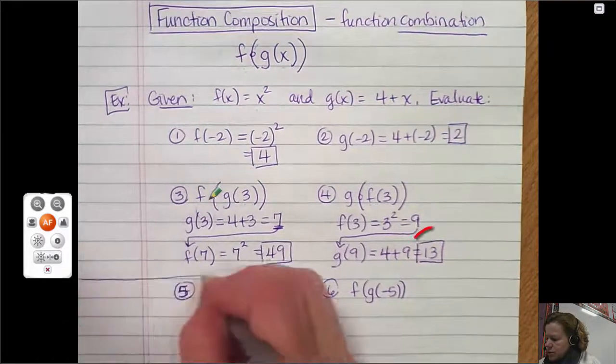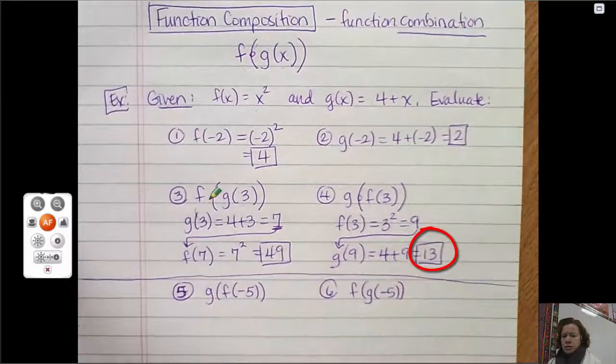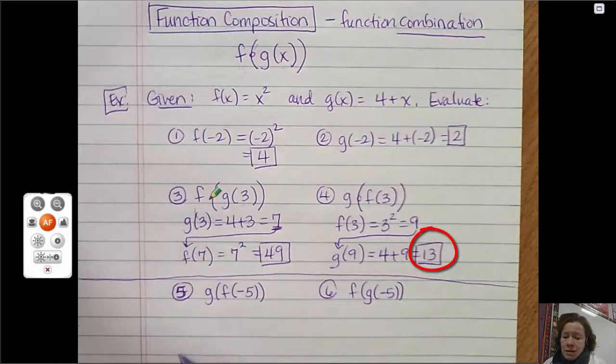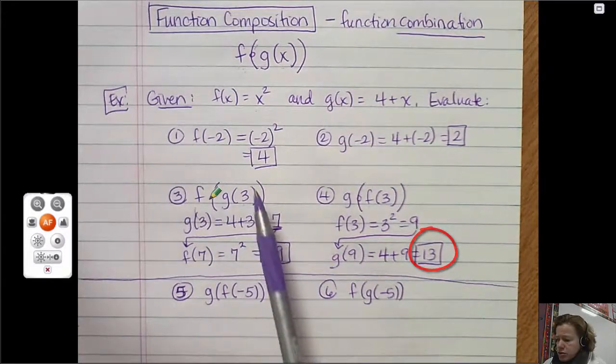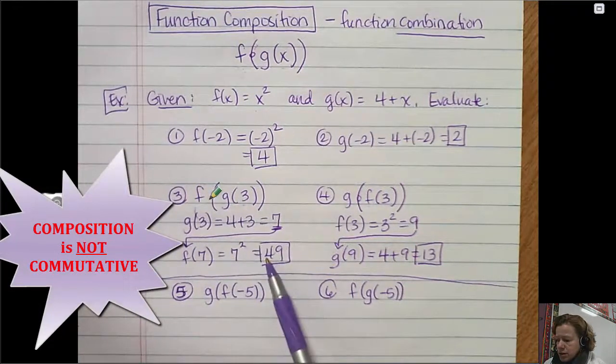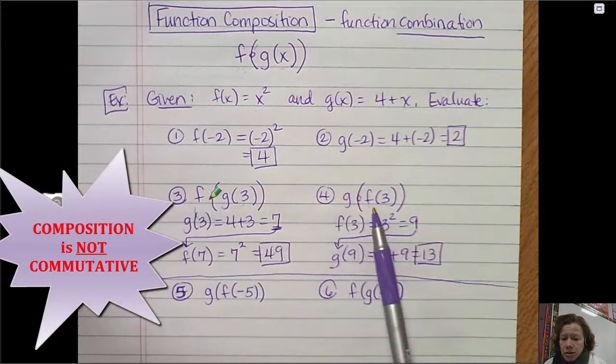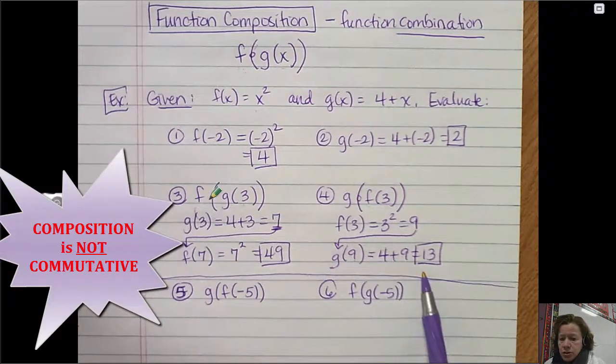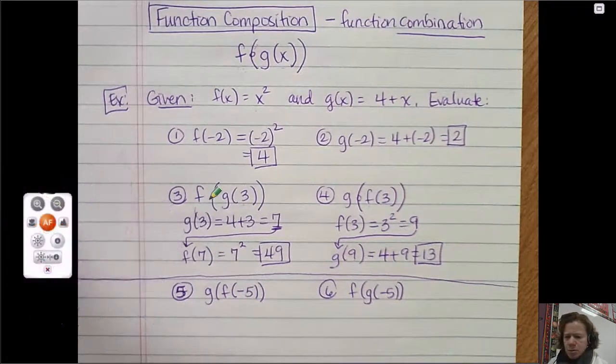So these first two examples of function composition show us that composition is not commutative. When I plugged 3 into f composed with g of 3, I got 49. When I switched the order of the composition, I got a different answer. So function composition is not commutative. That's a little fact you need to know. Let's do a couple more examples.